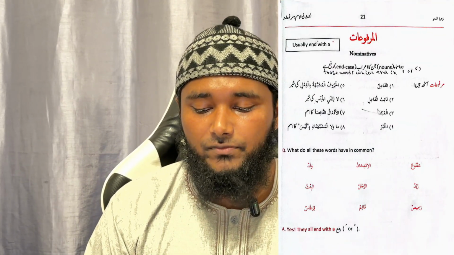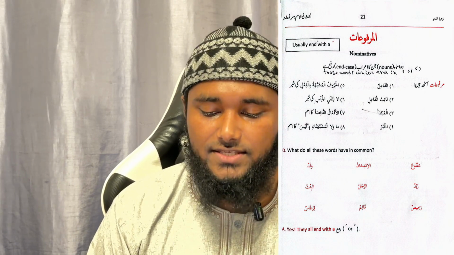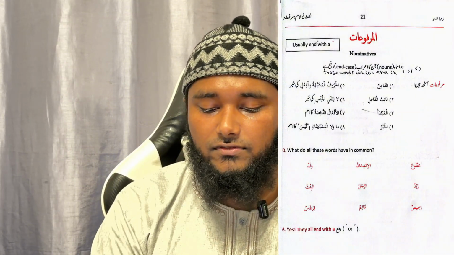أما بعد, so we were in our introduction to Arabic grammar, and we were going through the book Zahratun Nahr, and we were going through the chapter of Al-Marfu'at, the chapter of those words that will be in the rafa' case. And we went through the first 5 chapters.